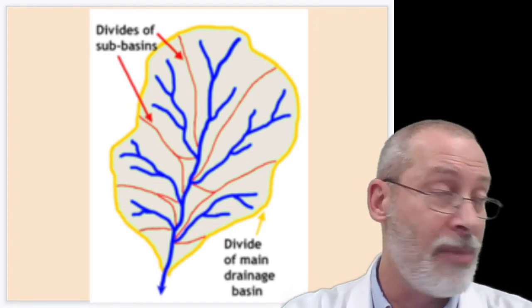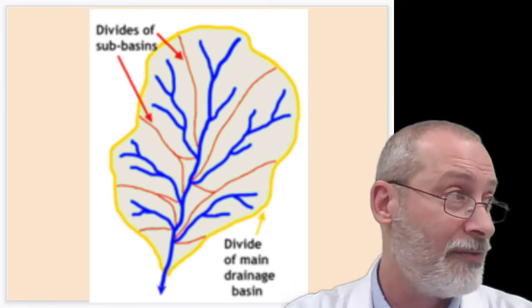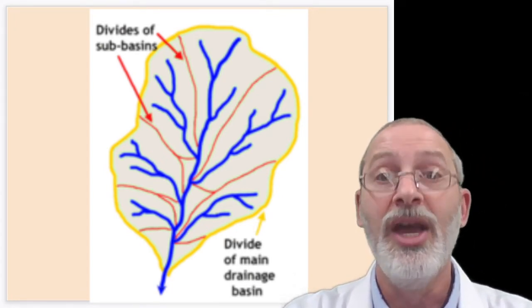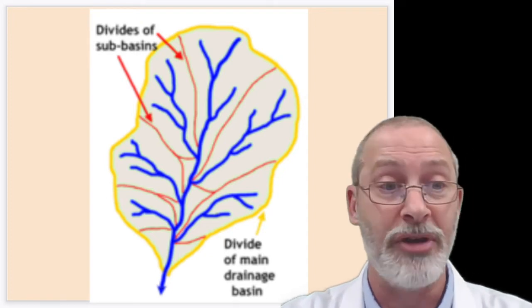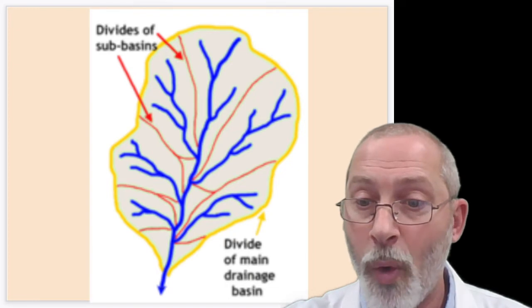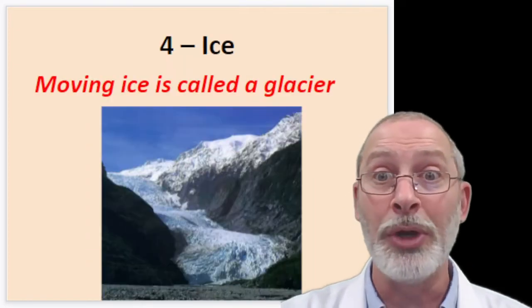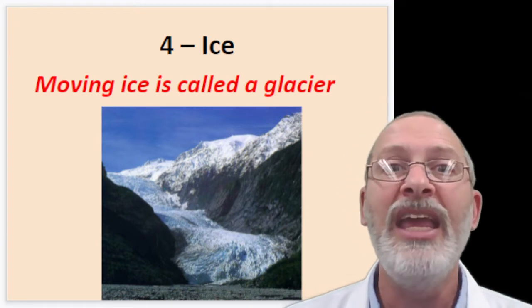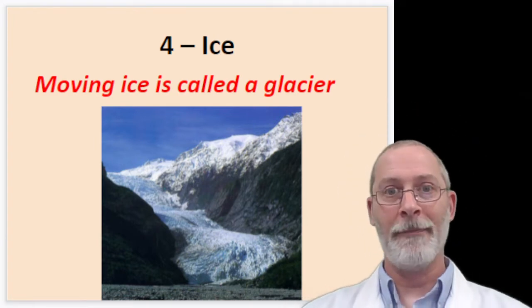In fact, our 3D model of our township on the side of the classroom here, you can really see the watershed of the Pequest River very well. So that's it for running water, but we're not done yet. We're going to move on to another example of running water in the frozen form.